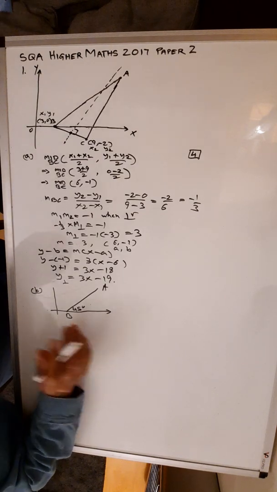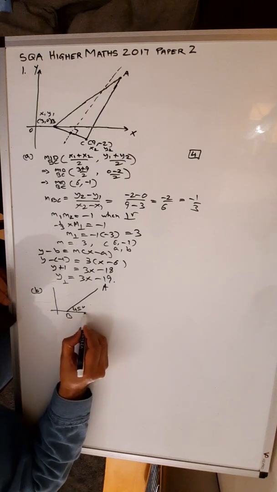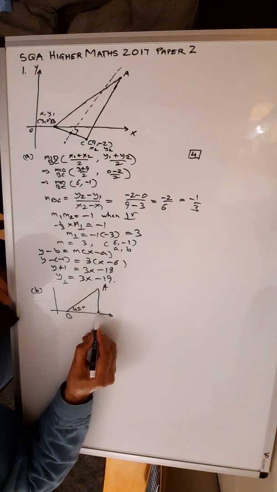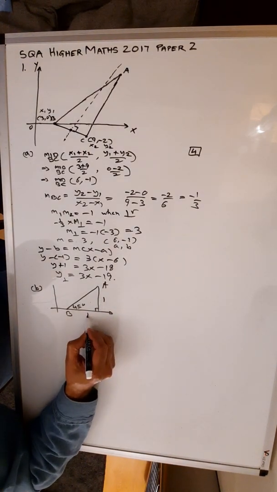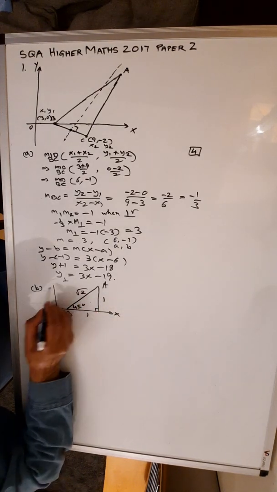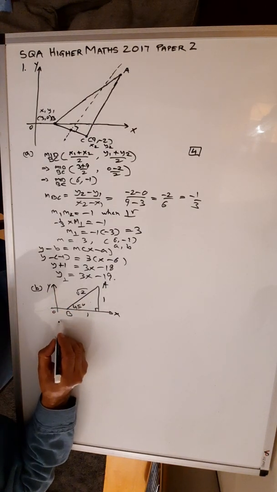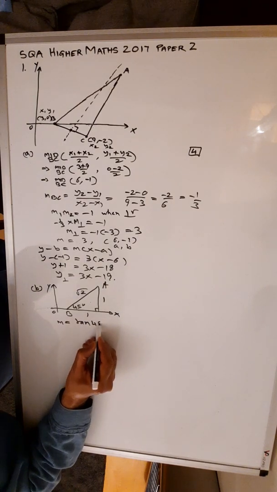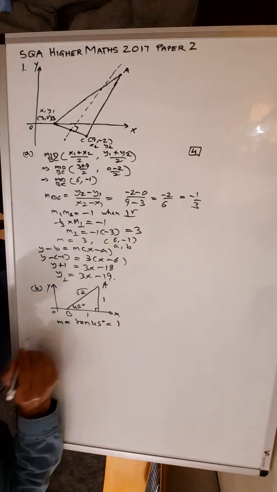This is your line. So from tan you get your gradient. Basically you have your 45-degree triangle, which you're meant to know. Opposite is 1, adjacent is 1, hypotenuse is root 2. So there's your line AB. So gradient is tan of 45 degrees, which is just 1, opposite over adjacent.